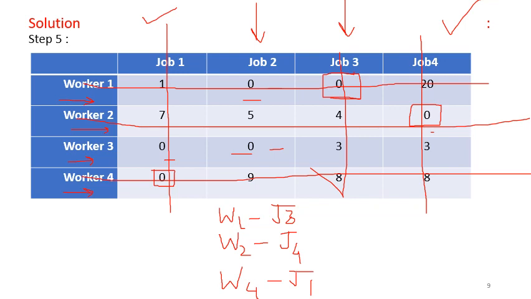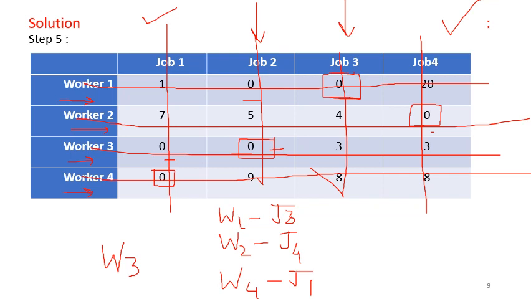What is left now? Worker 3 and job 2. So job 2 will now be assigned to worker 3. Worker 3 will get job 2. So this is your optimal assignment. This assignment will give you an optimal value. You can just check. Worker 1 will get job 3, worker 2 will get job 4, worker 3 will get job 2, and worker 4 will get job 1.